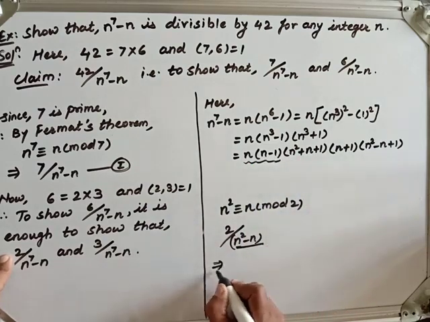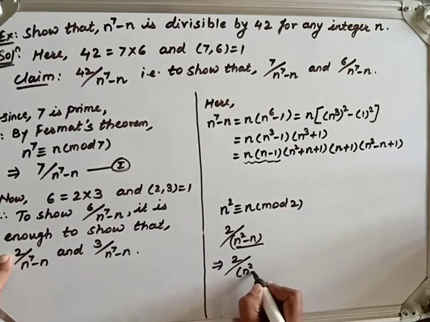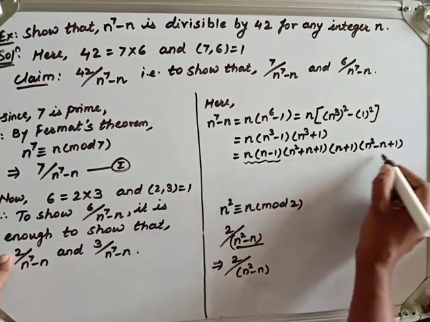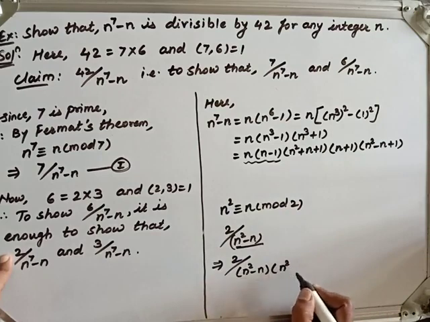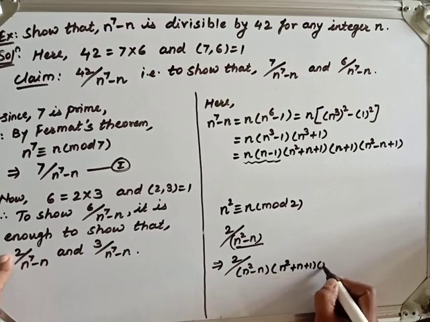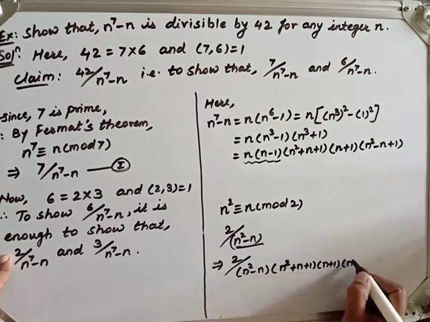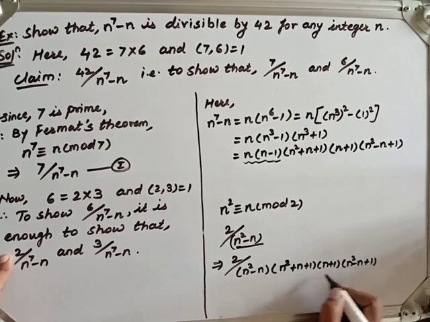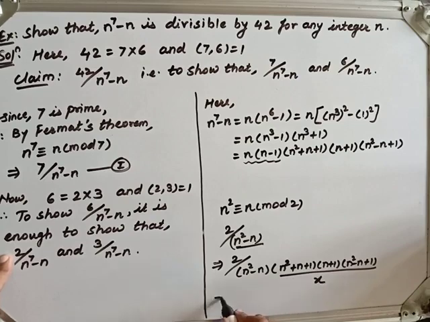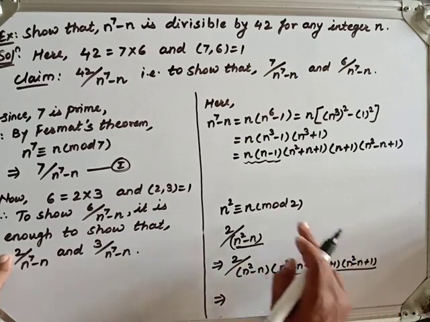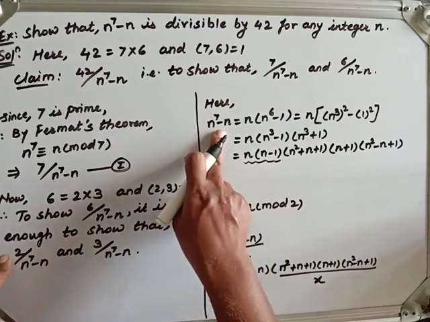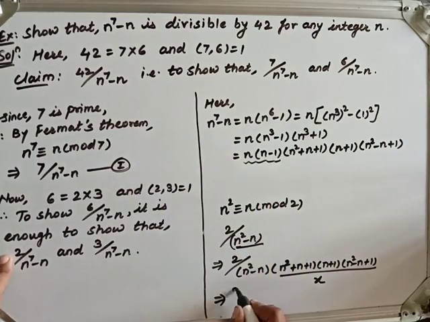So, from this I get 2 divides n square minus n, and I will take this whole one here, that is n cube, this one n square plus n plus 1 into n plus 1 into n square minus n plus 1. This part plays the role of x here. Now this whole product is equivalent to n raised to 7 minus n. So we can write 2 divides n raised to 7 minus n.